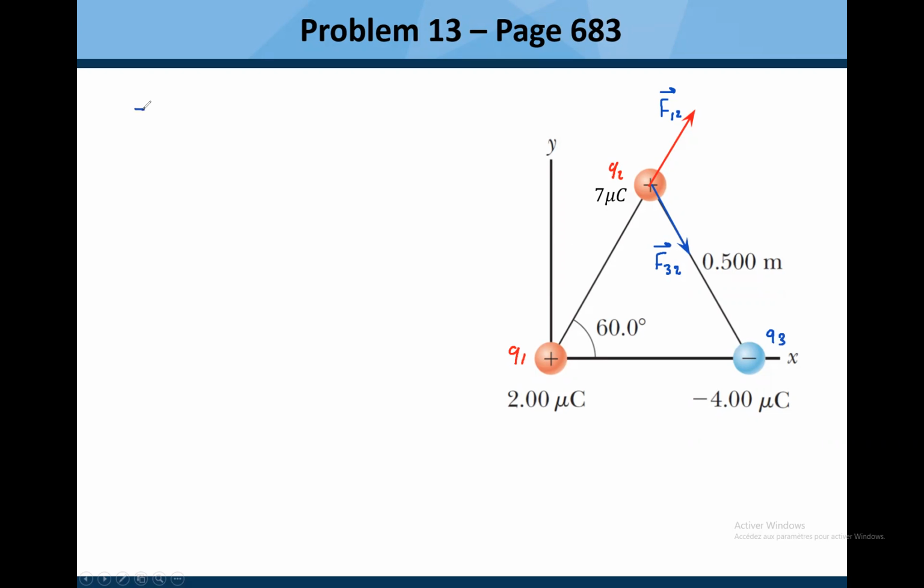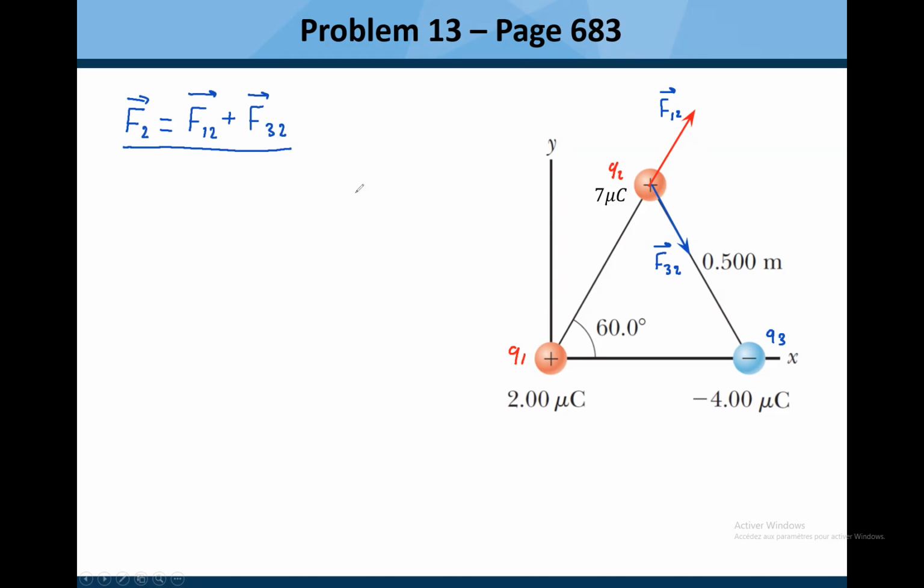So we have to find F at the point 2. F at the point 2 equals the summation of these two vectors: F12 plus F32. Now it's important to write this equation.